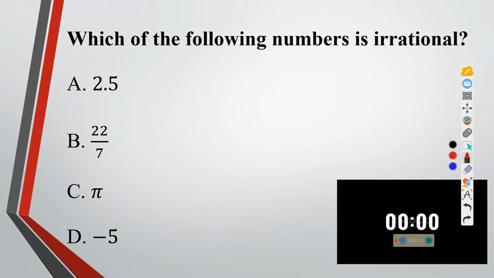We are looking at numbers which cannot be expressed as a fraction. This can be expressed as a fraction. This can be expressed as a fraction. This can be expressed as a fraction. This cannot be expressed as a fraction. So the following number is irrational. Those are numbers which cannot be expressed as a fraction. So that will be C.